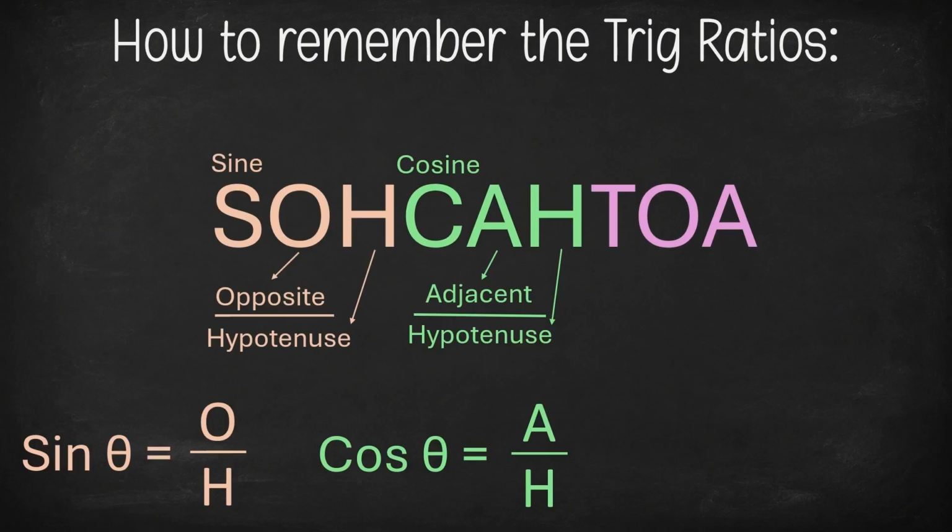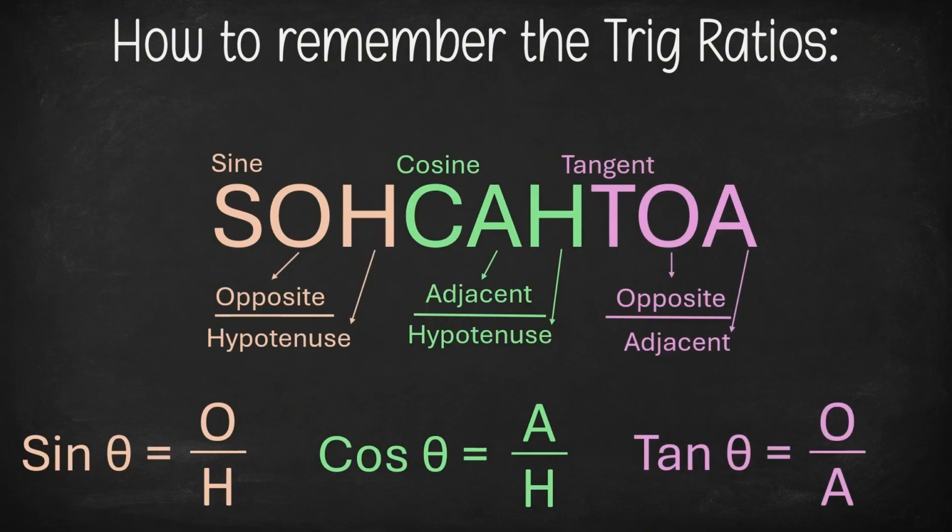Then, last but not least, the T stands for tangent, and the O stands for opposite, and the A for adjacent. Therefore, the tangent will be equal to the opposite side over the adjacent side. So tan theta can be written as tan theta equals O over A. Just a quick reminder, that word over means divided by.